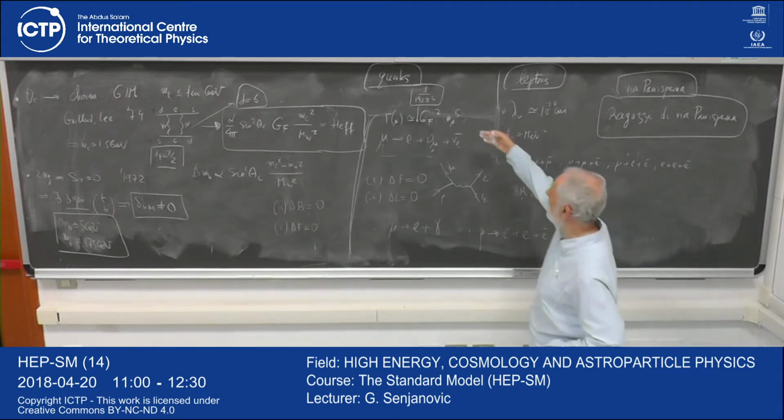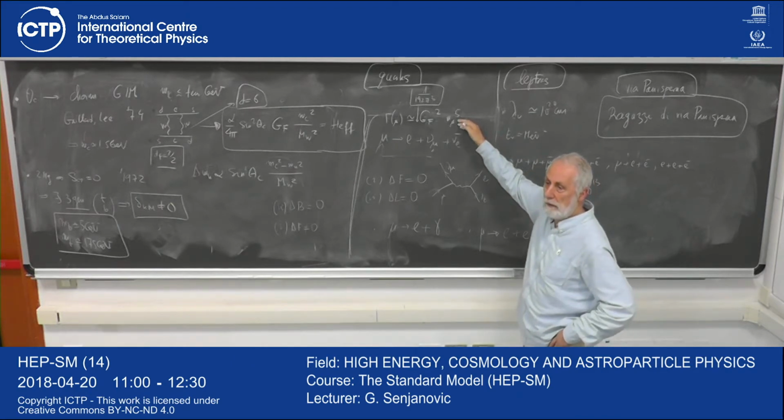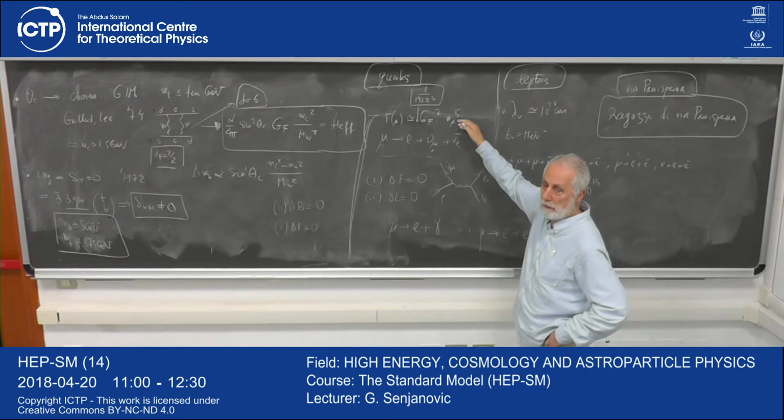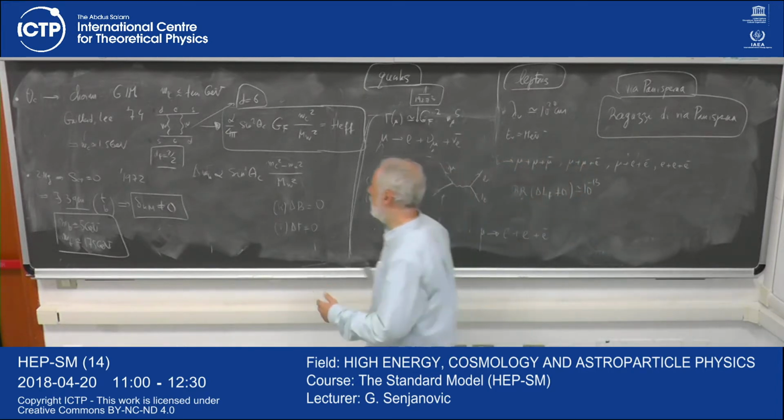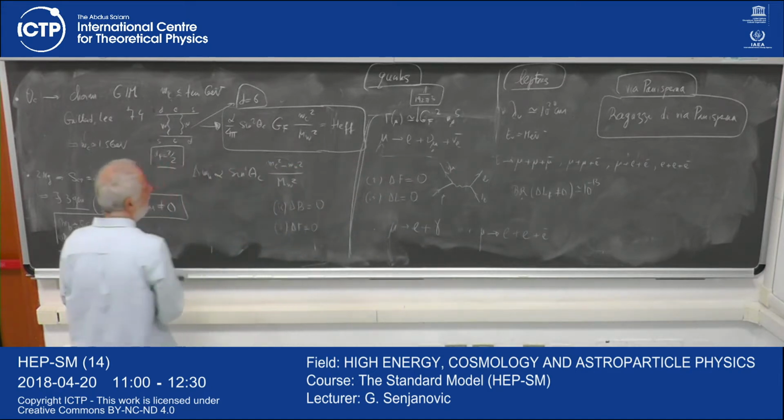So you see how sensitive it is to the particle mass. Tau will decay. It's more than an order of magnitude heavier, so it will decay 5 orders of magnitude faster with the same physical process.